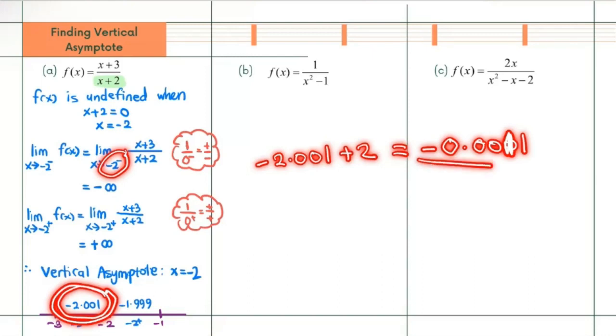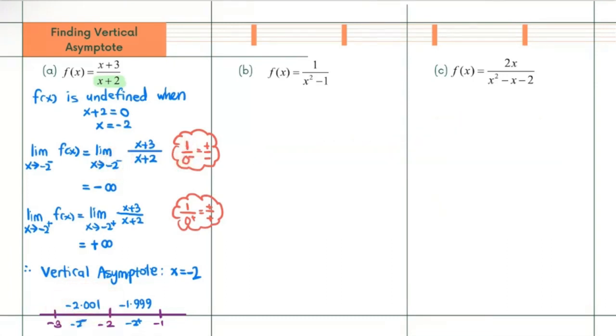-0.001. So ini sebenarnya adalah 0 yang negatif. Okay, sebab itu saya dapat 1/0 yang negatif. Okay, kenapa saya perlu tahu atas tu positif ke atas tu negatif? Sebab dia akan bagi efek sama ada kita akan dapat positif infinity ataupun negatif infinity.